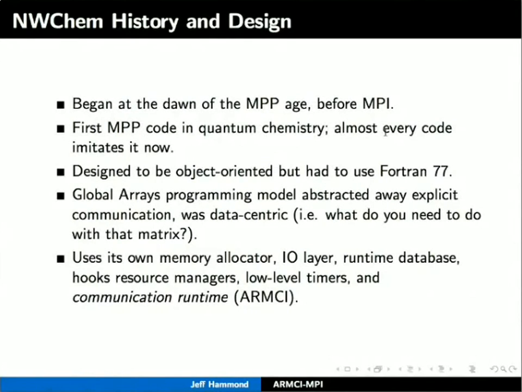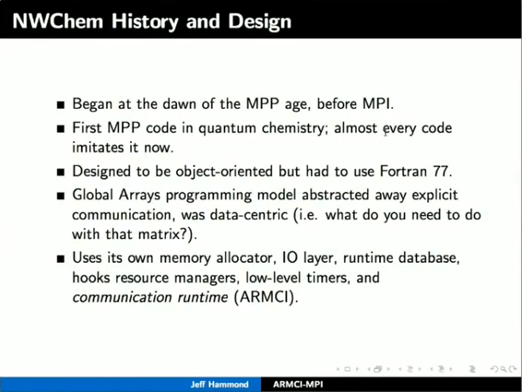And NWChem was co-designed with the global arrays programming model because there was a desire to abstract away the sort of process-centric, CSP style programming in favor of something that was data-centric. So global arrays focuses on distributed arrays and what you do with them. If you have a distributed array, you want to diagonalize it or you want to set it to 0, there's just a single function call for that. You don't have to program up the data parallelism for it.